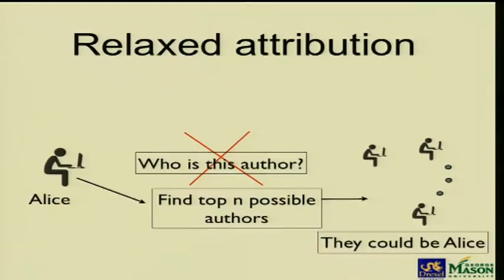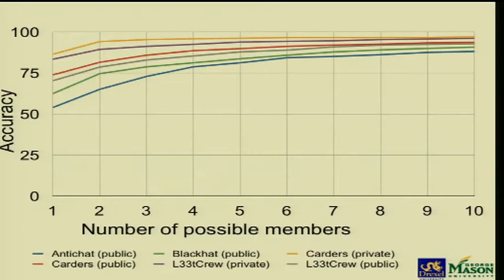But in relaxed attribution, instead of finding the exact author, we would ask the classifier to find the top 10 possible authors of this document, and the classifier would find the top 10 people who it thinks are similar to this author. So this is the graph of our relaxed attribution results. Here the x-axis shows the number of possible members we considered, and the y-axis shows our accuracy. Here you can see that our accuracy improves at least 30% when we try to find the top n users instead of the exact user. So this method is very useful to identify a number of possible suspects and minimize the set of suspects that you need to look at. And later in my talk, I will explain how you can use this to find different identities of people.